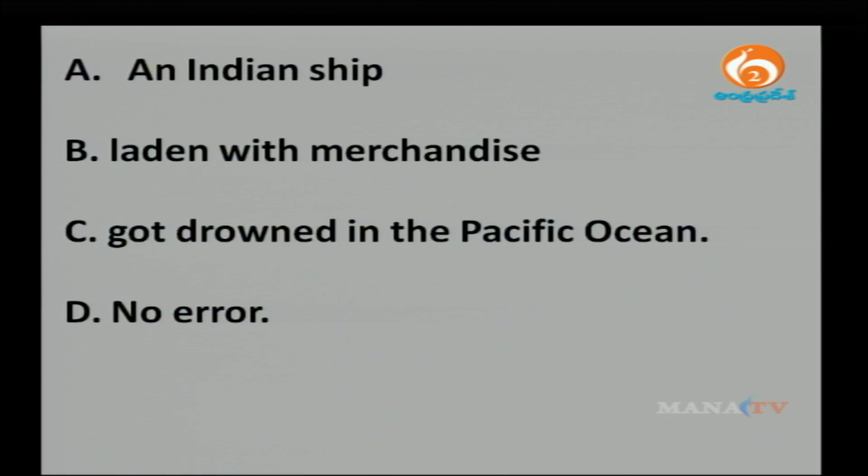Now, let's look at this. An Indian ship laden with merchandise got drowned in the Pacific Ocean. An Indian ship laden with merchandise. Now, laden with means what? Loaded with. Merchandise means products, different kinds of products. Got drowned in the Pacific Ocean. Read the entire sentence again and understand where it is wrong grammatically.